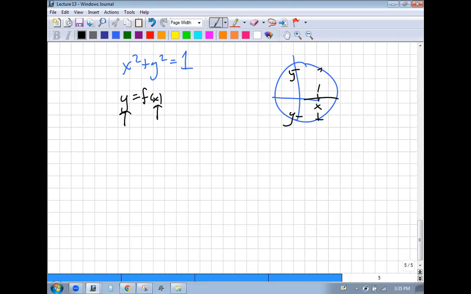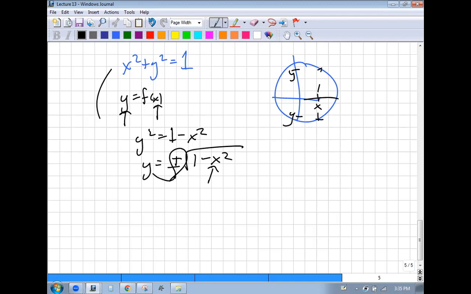If you tried to get the y by itself, you would get plus or minus the square root of 1 minus x squared. So plug one number in, you're getting two numbers out, okay? So not all equations can be written as a function. This is really two functions. Here's one of them, the positive version, and then here's the other one. So you'd have to break this up into two separate functions. Okay, does that make sense?